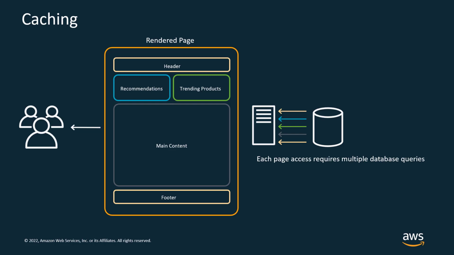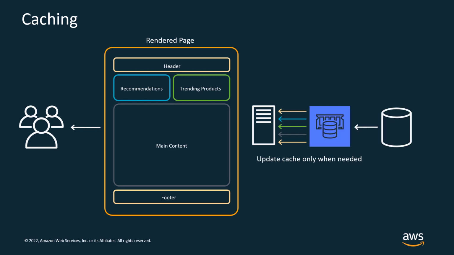So every time the header is displayed, we probably have a query, or a recommendation section, or trending products is another query. We have a query for the main content, and of course we have the footer with all the contact information of the company. For most cases, it increases pressure on the backend and the latency. So it can be dramatically improved by using Redis as a caching mechanism.